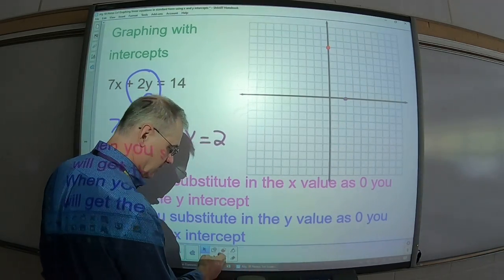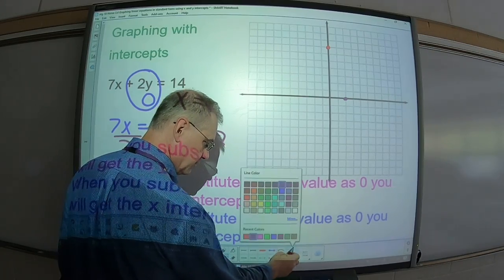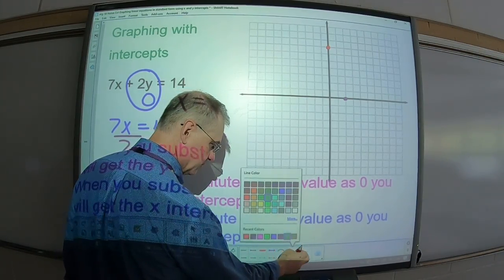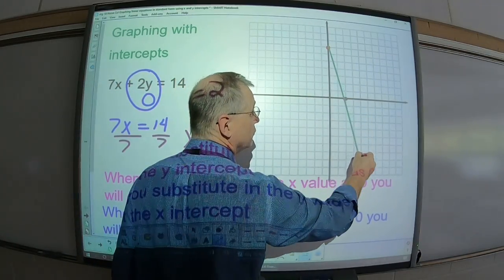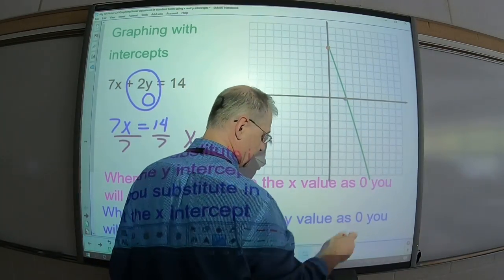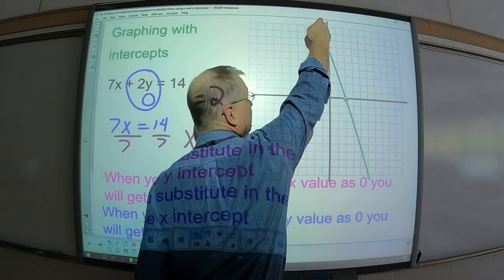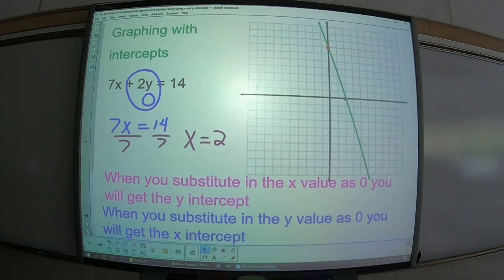So if I draw a line through that point, or those points. Usually we want more than 2 points, but when you're talking about intercepts, you're only going to have 2 of them. So you're kind of stuck with it. And there is your graph when you're using intercepts.